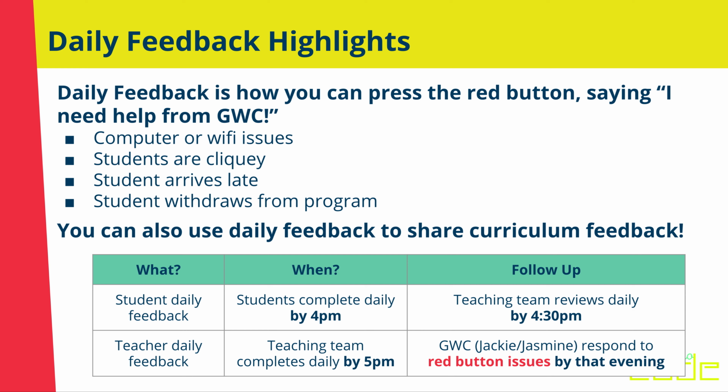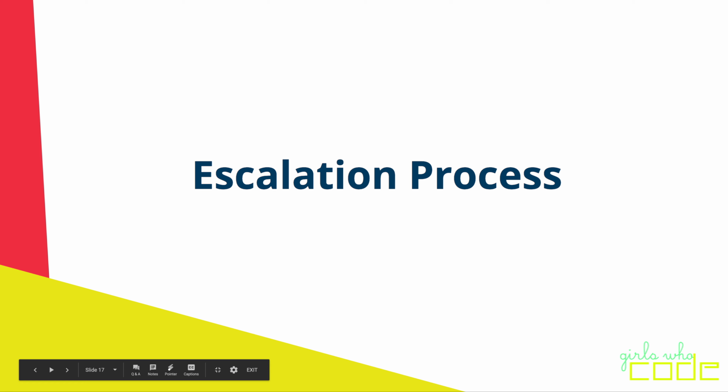And just a few reminders so that you can be a super user of daily feedback. Students should complete this by 4 p.m. You should complete it by 5 p.m. And you should have reviewed student daily feedback by 4:30 p.m. And then Girls Who Code, generally myself or Jasmine, it might also be other team members, will respond to any red button issues by that evening. It doesn't mean we will have always resolved them by then, but we will get back to you with a plan of action and what next steps will be by that evening. All right, now we're going to dive into the escalation process.